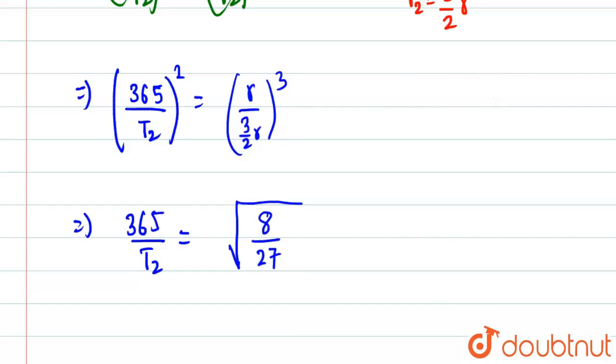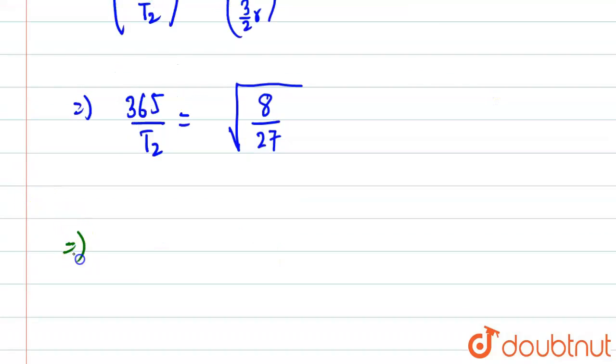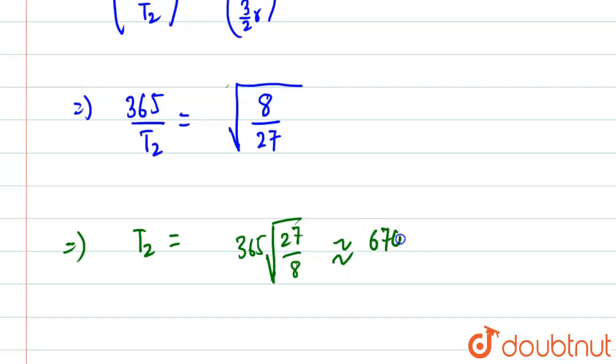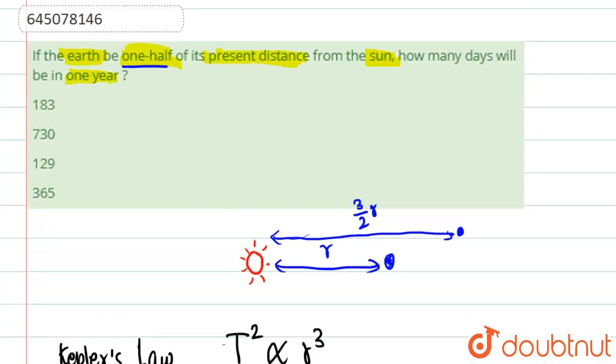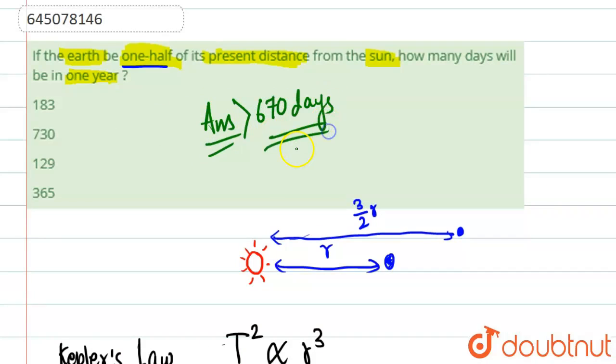So basically if you see over here now, T2 will come out to be under root of 27/8 into 365. Okay, so this will be nearly equal to 670.5 days. Okay, so our answer will be 670, which is not given in the options, means this must be a bonus answer. Our answer will be 670 days. Okay, so this is basically our answer.